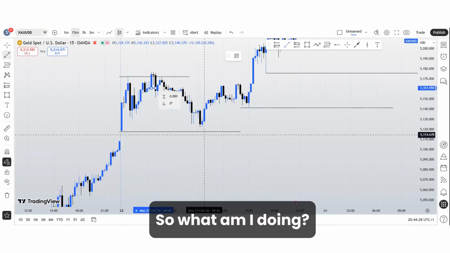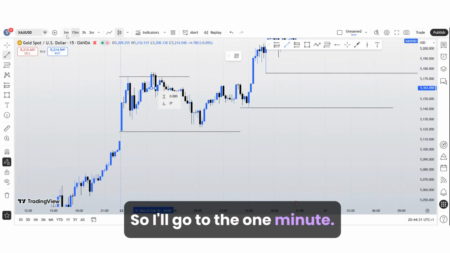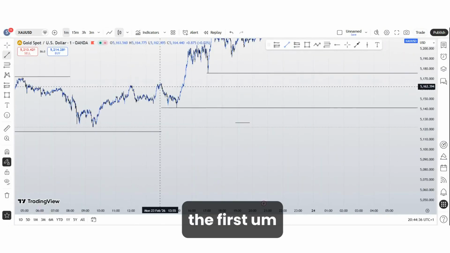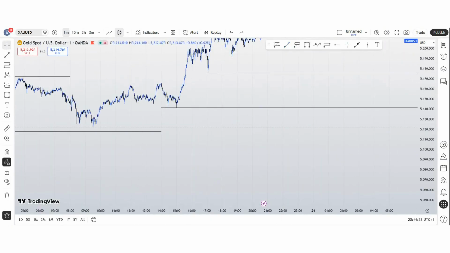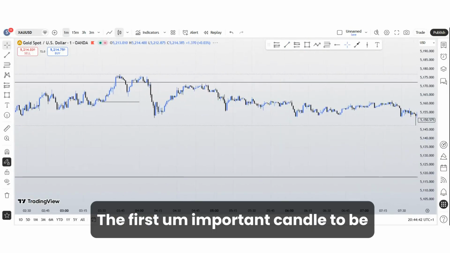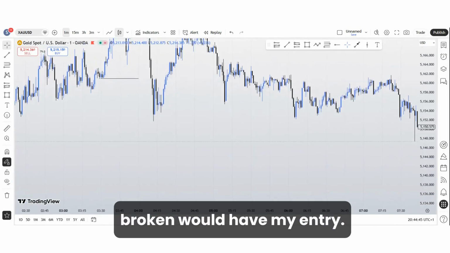So what am I doing? I'm targeting this particular low. So I'll go to the 1 minute. Now, here, the first important candle to be broken would have my entry.